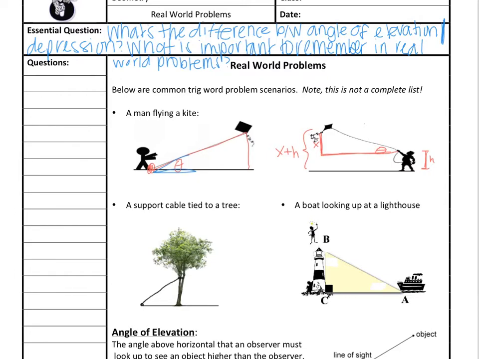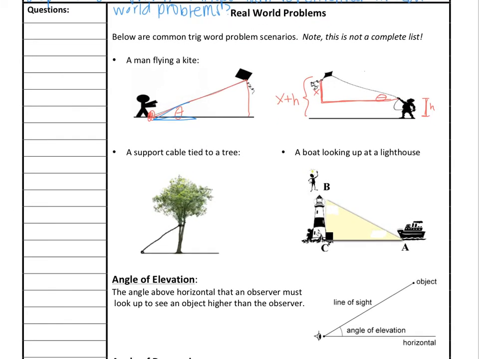Sometimes we talk about these things called support cables, or a guy wire, G-U-Y, and then wire, where we have a wire or a cable supporting some tree or structure of some sort. So again, the angle of elevation is formed with the ground. Sometimes we have a boat looking up at a lighthouse, so here we could have an angle of elevation this way, but you could also have a person in the lighthouse whose angle of depression looks down at the boat.